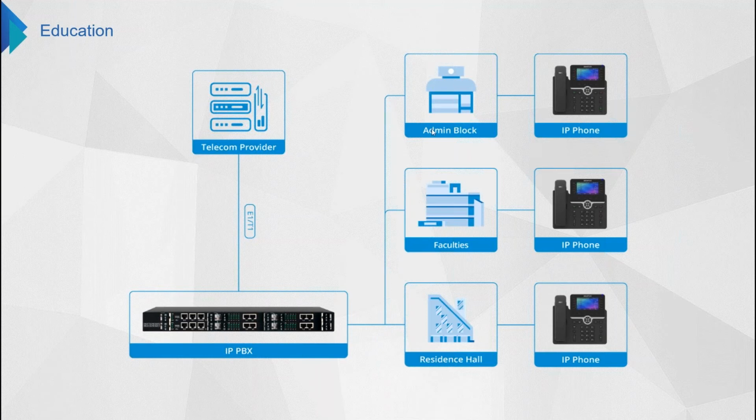Our DINSTAR PBX can also be implemented in many campuses or universities. Here is a quite typical diagram, where we can implement the PBX in the data center and connect E1 or T1. Then we can connect to our different blocks here: the admin block, the faculty or residential hall, and so on. Maybe in some library or public place you also need to set up the phone system.